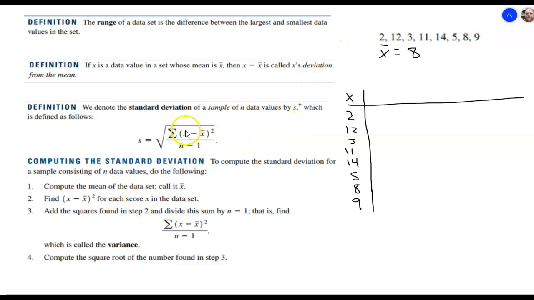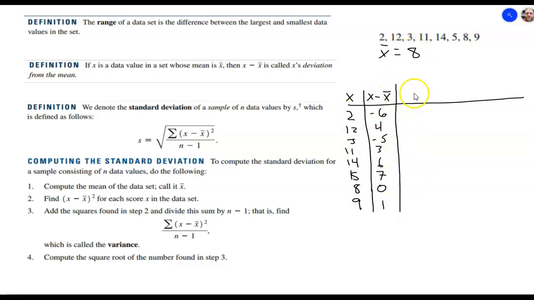Now the next thing we do is find what is called the deviation squared for each score. This is this part up here. First we find the deviation, which is just x minus the mean, the data value minus 8. So 2 minus 8 is negative 6. 12 minus 8 is 4. 3 minus 8 is negative 5. 11 minus 8 is 3. 14 minus 8 is 6. 8 minus 8 is 0. And 9 minus 8 is 1. So this is the deviation. Remember, you take each x value and subtract the mean.